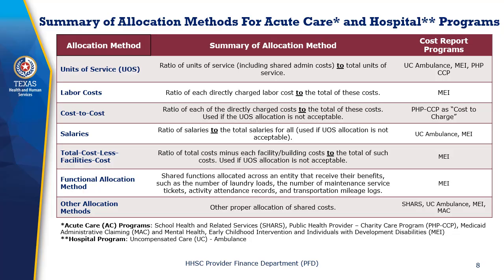On your screen, you will see a table that provides a summary view of approved allocation methods. These allocation methods include units of service, labor costs, cost to cost, salaries, and total cost less facilities cost. Functional and other allocation methods include, but are not limited to, time study of direct services, IEP ratio, specially adapted vehicles, and one-way trip ratio. If any of these allocation methods are used, the allocation summary must clearly show that the cost components of the allocation method have been used in the allocation calculations. The following pages in this module will provide more details for each allocation method.